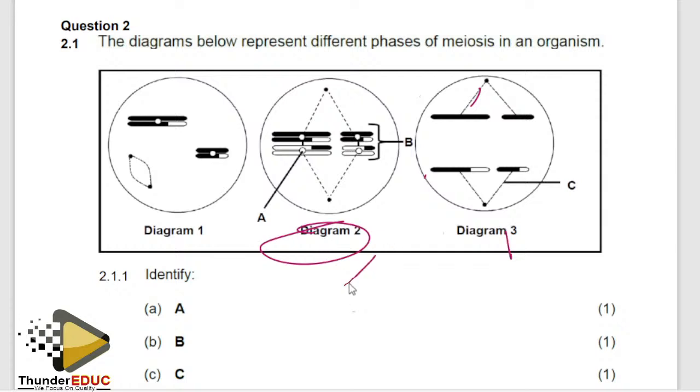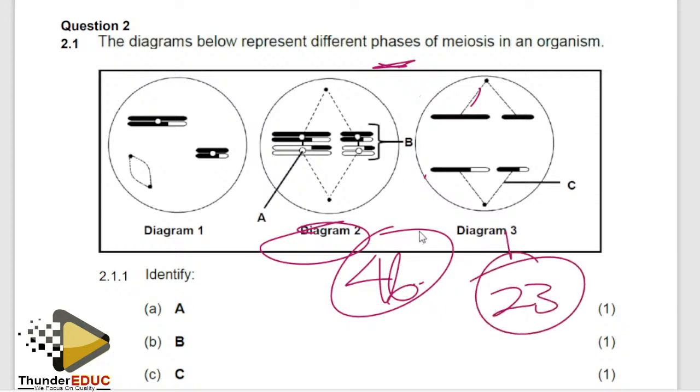You will find someone saying 46. Did they say this is a human cell? No. If they don't talk about a human cell, don't talk about 46. Don't talk about 23, because they didn't talk about a human cell. How many do you see? 1, 2, 3, 4. It's 4. How many chromatids are found in diagram 1? It's 1, 2, 3, 4, 5, 6, 7, 8. It's 8. Chromatids, they're talking about.